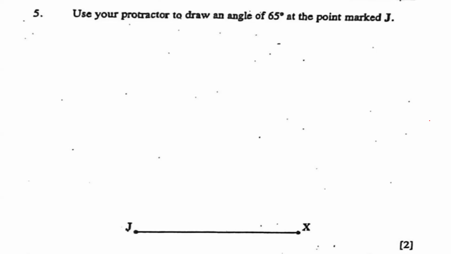And so this one is nice because here they're telling you to use your protractor. Use your protractor to draw, and that's the keyword, draw, not construct. So you could use a protractor to draw an angle of what? 65 degrees at the point marked J. So we have this line segment JX, and we have to draw an angle that measures 65 degrees at point J.